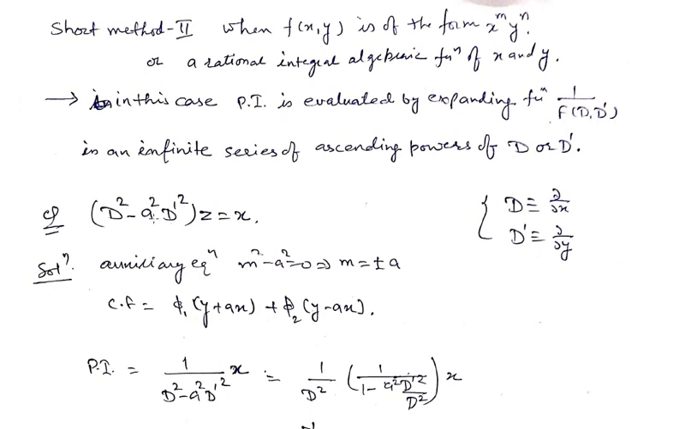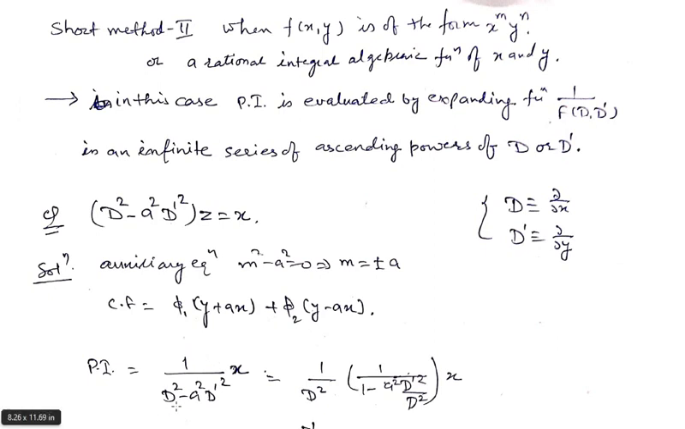For better explanation, let us try some examples. Suppose we have the problem D square minus a square D prime square z equals x. Here capital D is del by del x and D prime is del by del y. First we write its auxiliary equation to find the complementary function. Its auxiliary equation is m square minus a square equals 0. It gives us m equals plus minus a, and for m equals plus minus a, the complementary function will be phi 1 (y plus ax) plus phi 2 (y minus ax). And now we find the particular integral.